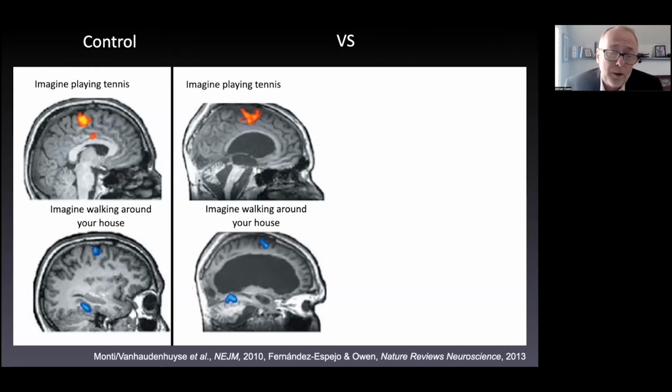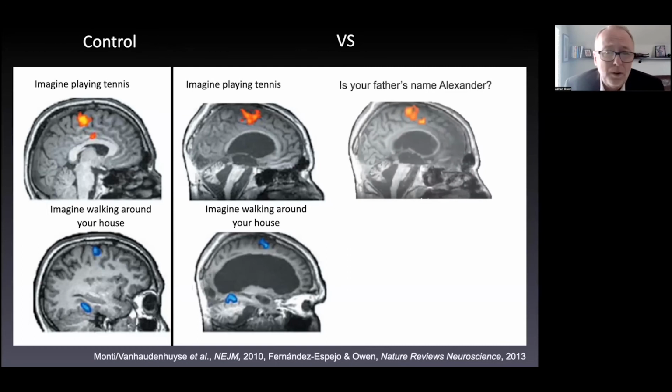And we got some information from the family of the patient. We were given questions that we didn't know the answers to, and there were things like, what is your father's name? And we had a series of options, and we asked the patient, is your father's name Alexander? As you can see, in this case, he produced a pattern of activity very similar to the pattern observed when he was imagining playing tennis. And he's not being asked to imagine playing tennis here. He's being asked, is your father's name Alexander? But he knows that to say yes, he has to imagine playing tennis. On this basis, we concluded that his father's name was probably Alexander.